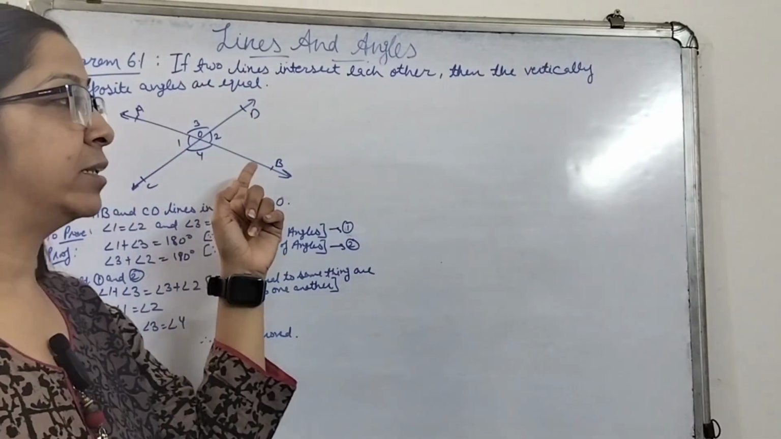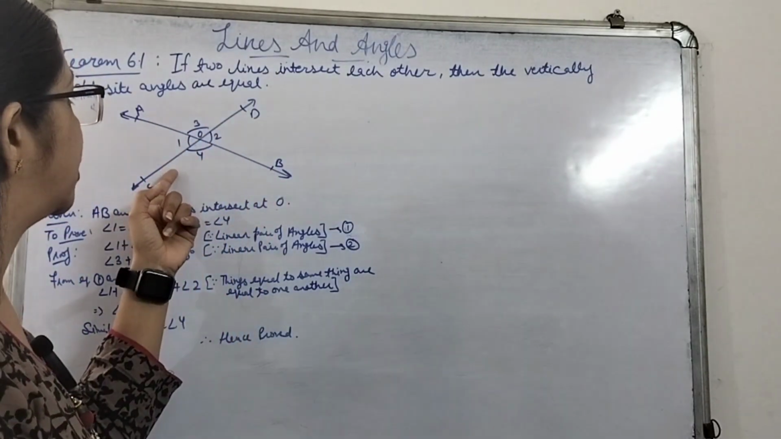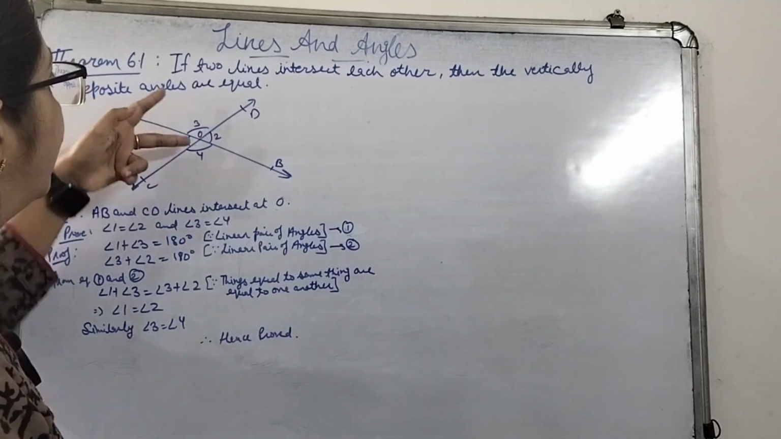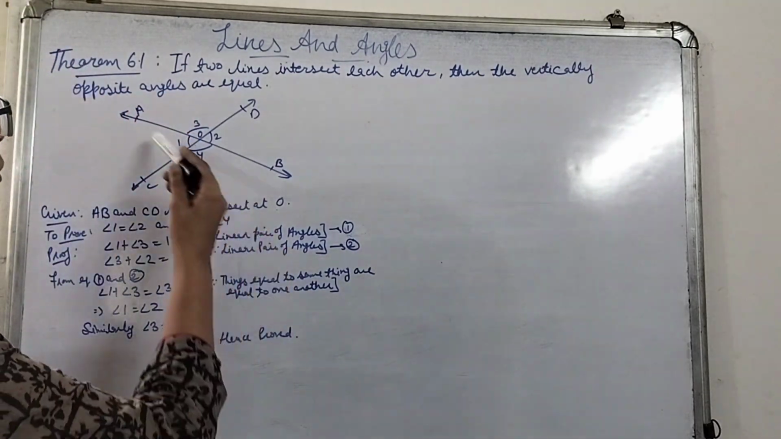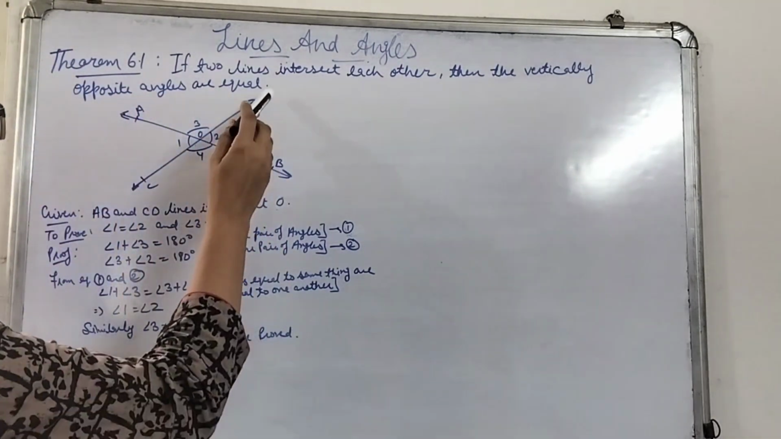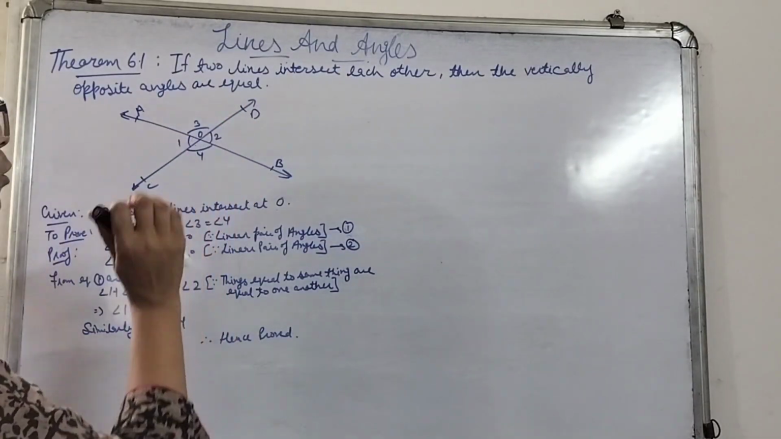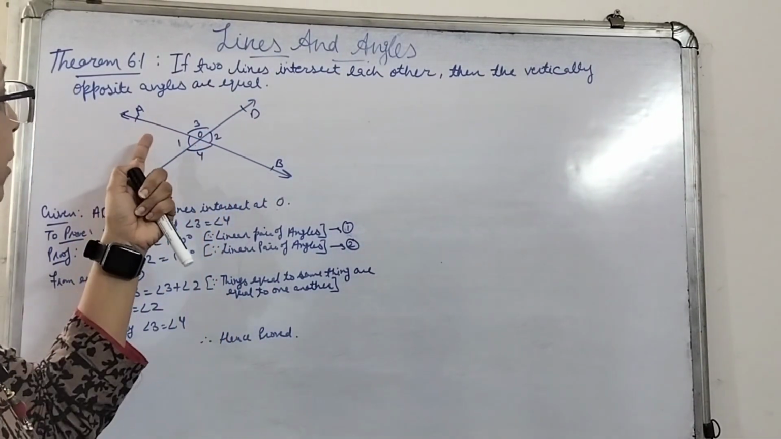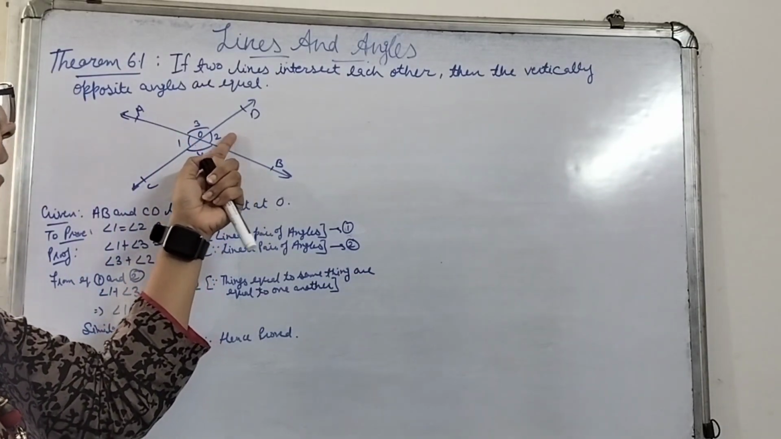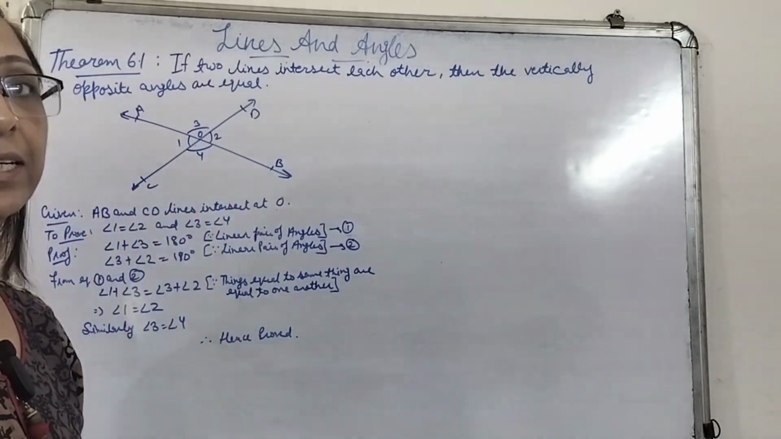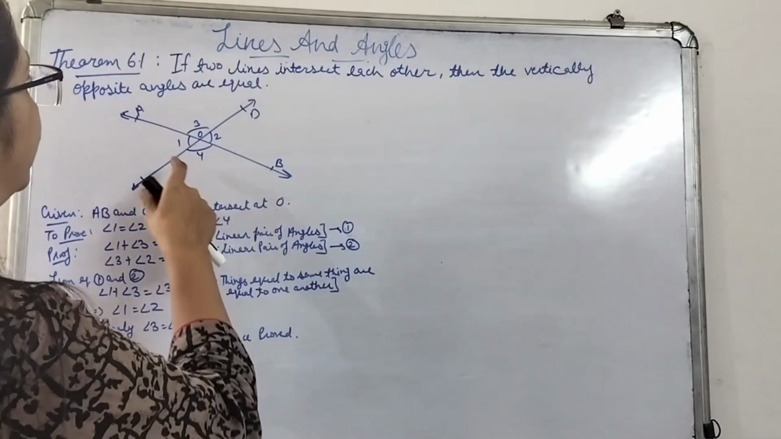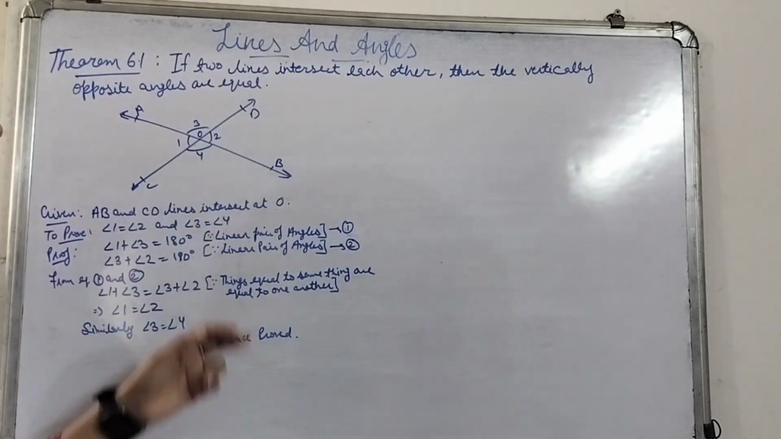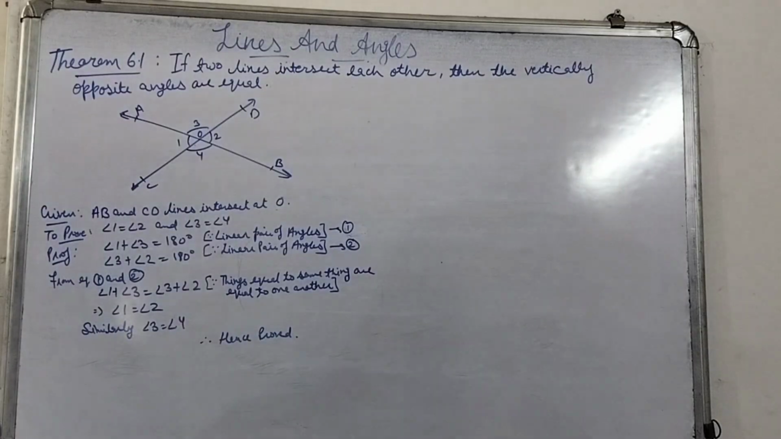We have just now seen that when two lines intersect each other, then four angles are formed. That means two pairs of vertically opposite angles are formed. Over here, line AB is intersecting line CD at point O. So four angles, angle 1, 2, 3, 4 are formed, in which angle 1 and angle 2 are vertically opposite angles, and angle 3 and angle 4 are vertically opposite angles. So we have to prove that angle 1 is equivalent to angle 2 and angle 3 is equivalent to angle 4. The vertically opposite angles are equal.